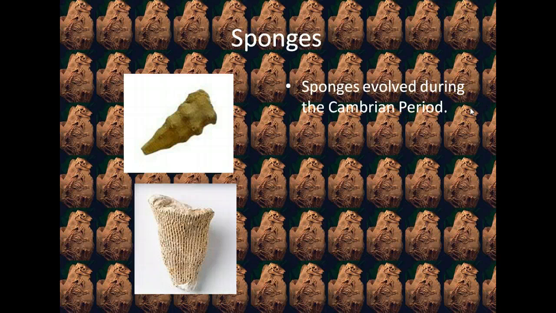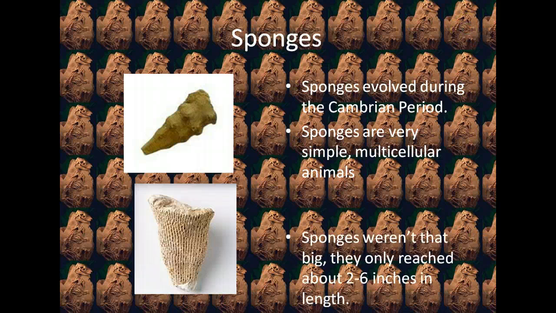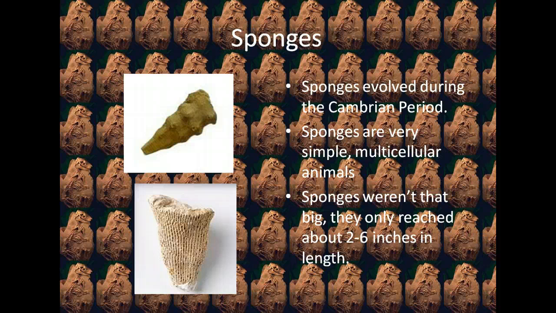Sponges, they evolved during the Cambrian period, which is the first geological period, the farthest back that scientists have come to conclude on. Sponges, they are very simple. There's not a lot to them. They're multicellular. They are not composed of one cell. And they weren't that big back then. You might see some sponges nowadays that are multiple feet long. But these back then, they were very short, just 2 to 6 inches in length.